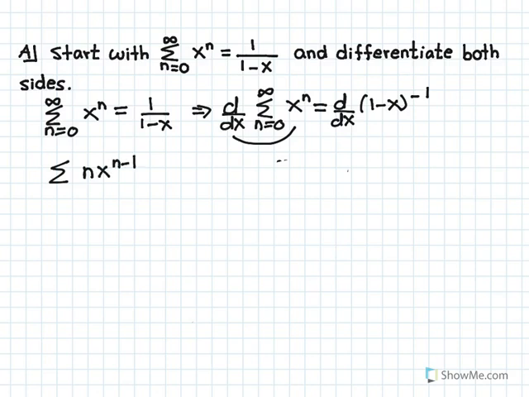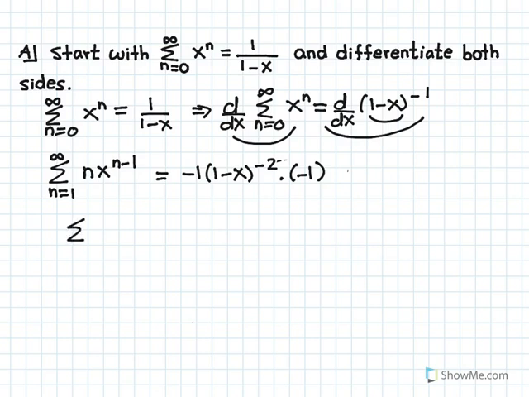N equals 0 makes no contribution to this term because we just get n times 0. So just start this index at n equals 1. Now apply the power rule and the chain rule. Bring the exponent down, so we get negative 1 times 1 minus x to the power of minus 2, and apply the chain rule to the inside, differentiate 1 minus x, that gives us negative 1. That's the derivative of the right-hand side. So what we have is summation n equals 1 to infinity, n times x to the n minus 1 is equal to negative 1 times negative 1 is plus 1, and we can write 1 minus x to the power of minus 2 as 1 over 1 minus x squared.